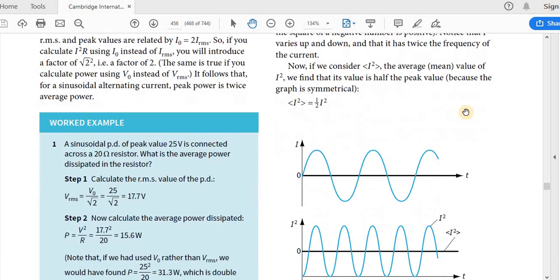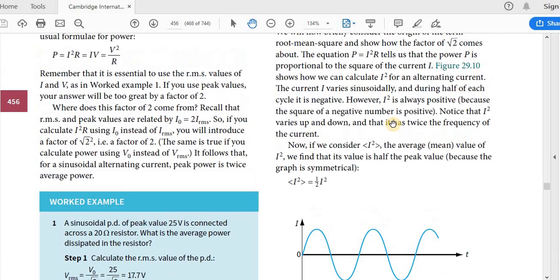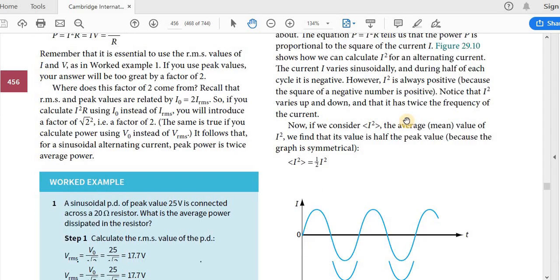Figure 29.10 shows how we can calculate I squared for an alternating current. So we'll learn that the current I varies sinusoidally. Why? Because it's alternating current, and during half of each cycle it is negative. I already explained that half the time the current is positive, half the time the current is negative. However, I squared is always positive, so if you square this I, it will become I squared. Because it's a square, the whole thing I squared will always be positive, because the square of a negative number is positive.